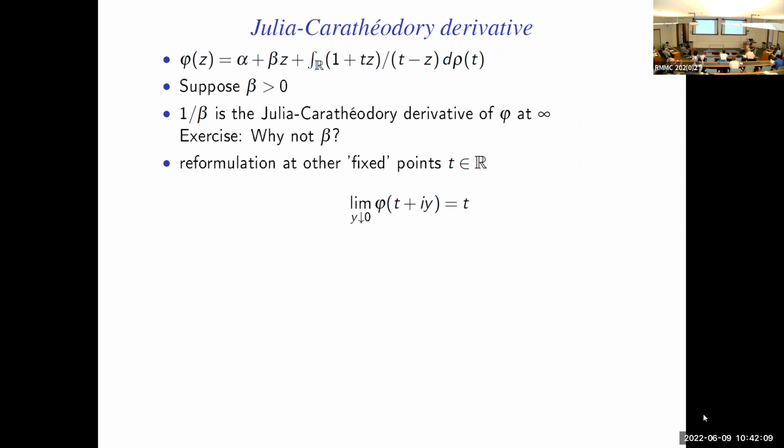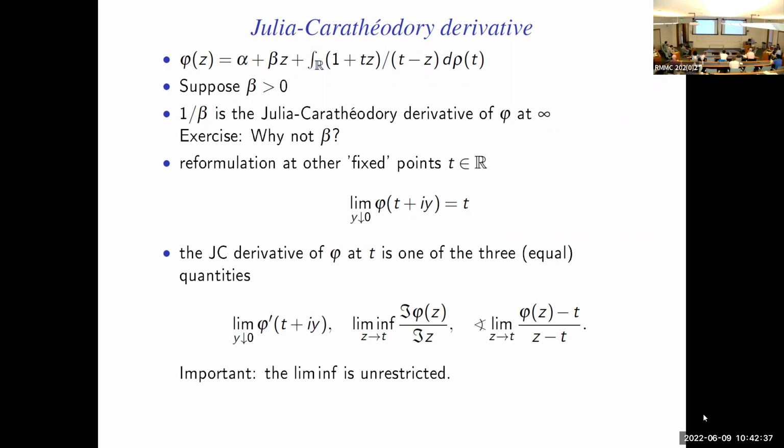So for other fixed points on the real line, fixed type, you should notice that I put fixed in quotation marks because this is not really a fixed point, because the function phi is not defined on the real line. But it's fixed in the sense that the vertical limit at a particular point, phi of t plus iy, tends to t as y goes to 0.